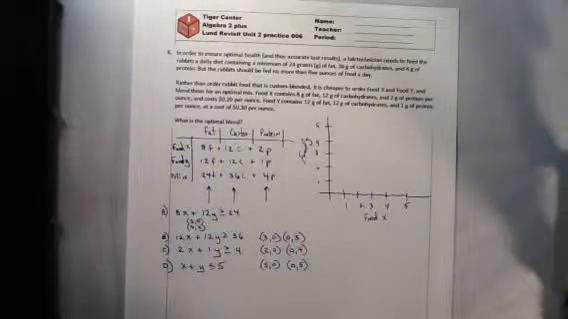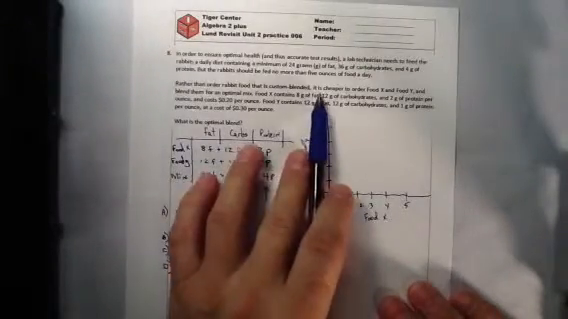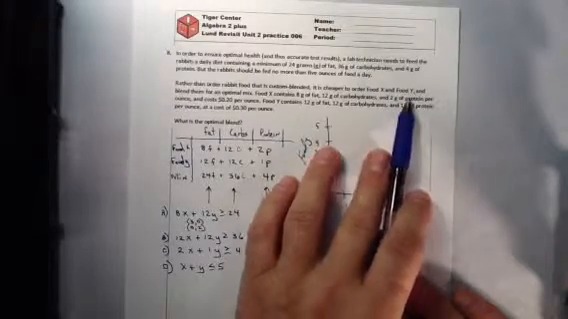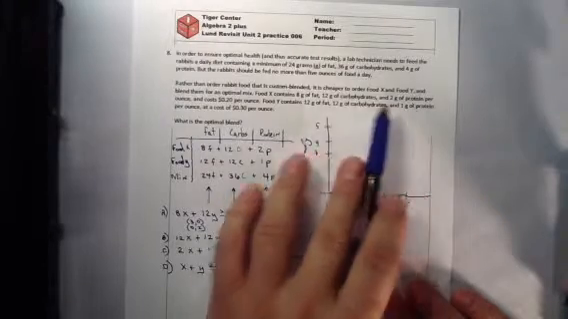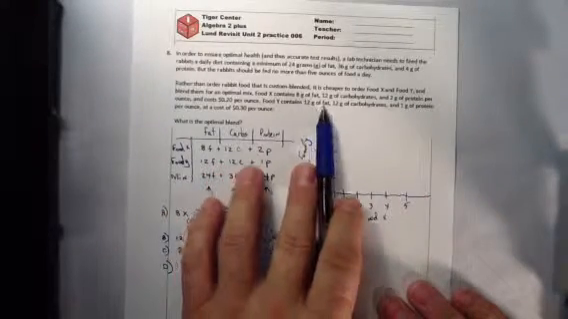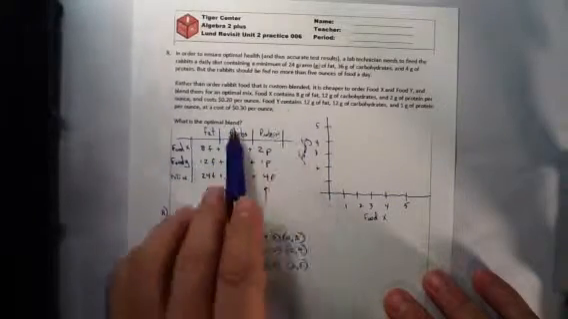A lab technician needs to feed the rabbits a daily diet containing a minimum of 24 grams of fat, 36 grams of carbohydrates, and 4 grams of protein. The rabbits should be fed no more than 5 ounces a day. Rather than order rabbit food that is custom blended, it's cheaper to buy food X and food Y. X contains 8 grams of fat, 12 carbohydrates, 2 grams of protein. Y contains 12 grams of fat, 12 grams of carbohydrates, 1 gram of protein. Then the cost: 20 cents per ounce on X, 30 cents per ounce on Y.